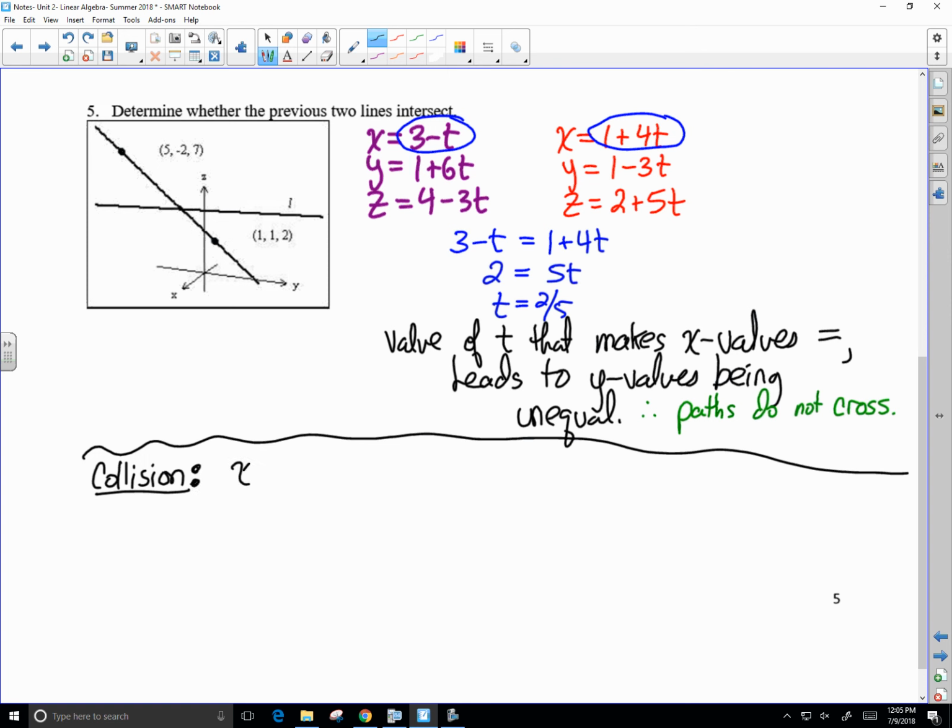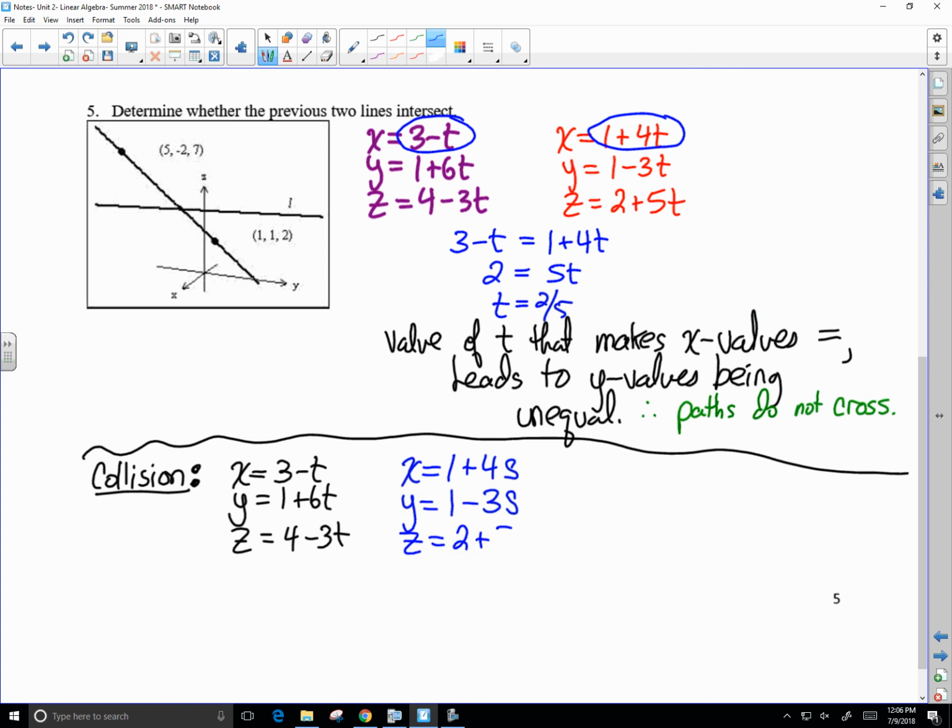All right, so we have x equals 3 minus t, y equals 1 plus 6t, z equals 4 minus 3t. And then we would have a new set of parametrics. x equals 1 plus 4s, or some other variable. y equals 1 minus 3s. And z equals 2 plus 5s.